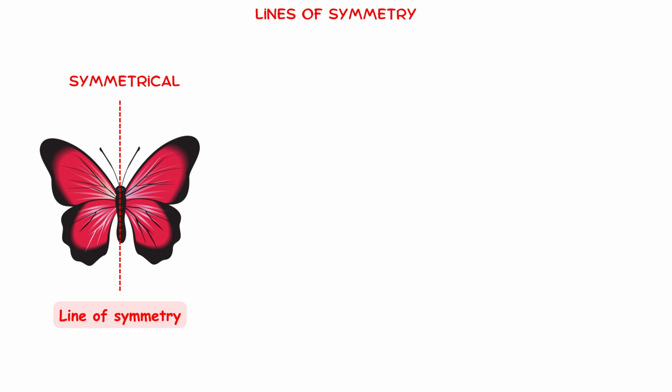In the field of mathematics, when we come across objects that show this kind of mirrored similarity, we describe them as being symmetrical. The dashed line running vertically down the center of the butterfly that divides it into these two equal and matching parts is what we refer to as a line of symmetry. This idea of symmetry also applies to basic geometric shapes, not just natural ones like butterflies.